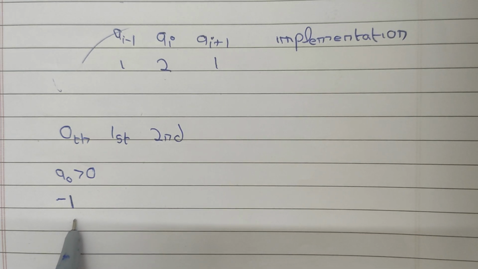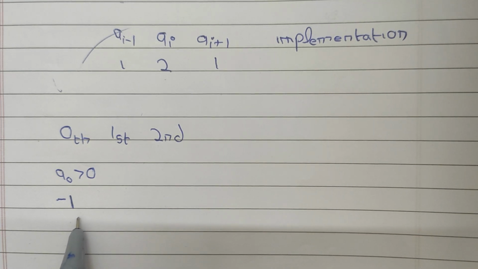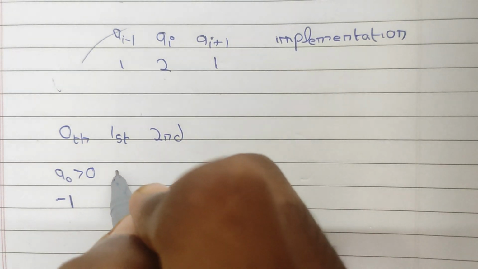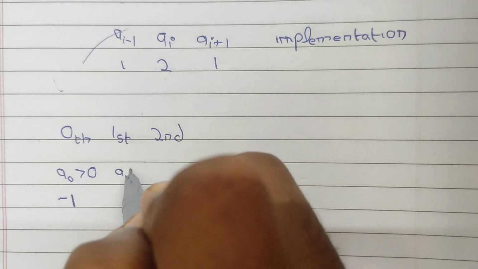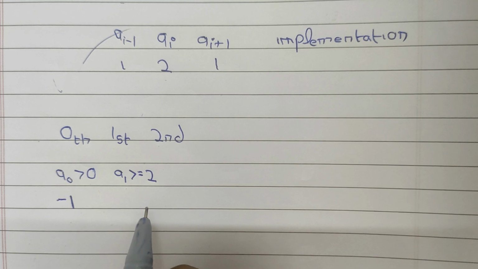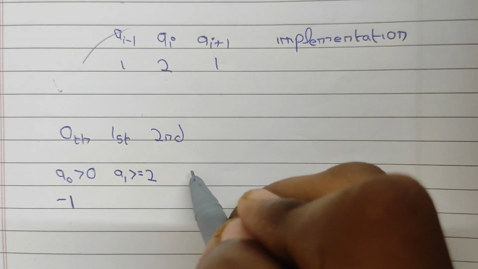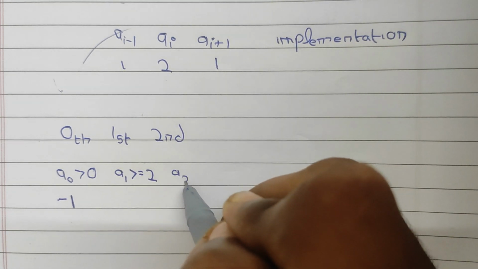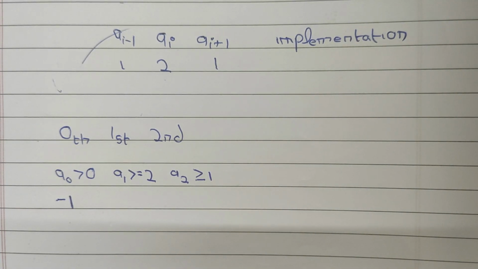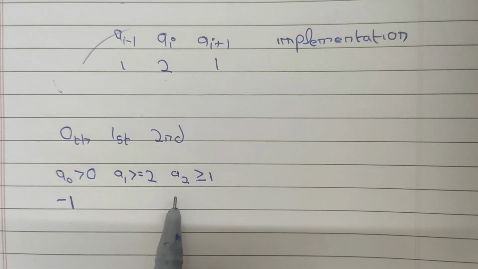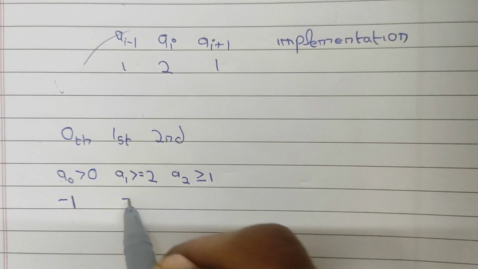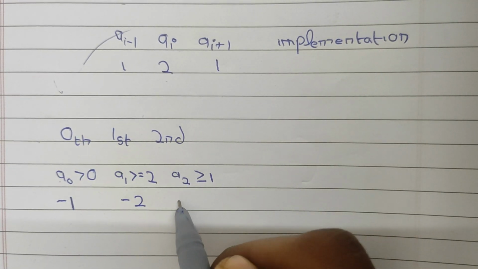So to take 1 piece of loot from here, you have to check whether the first pile has at least 2 pieces of loot, A1 greater than or equal to 2, and the second pile has at least 1 piece of loot, A2 greater than or equal to 1. If these conditions are satisfied, you can take 1 piece of loot from here, 2 pieces from here, and 1 piece from here.